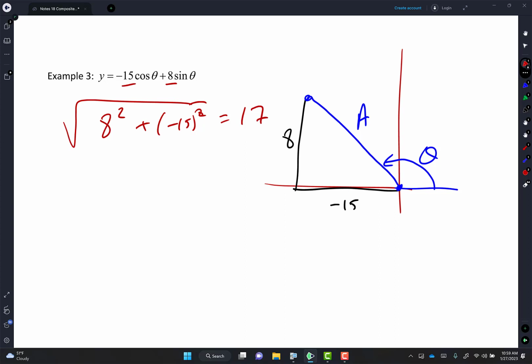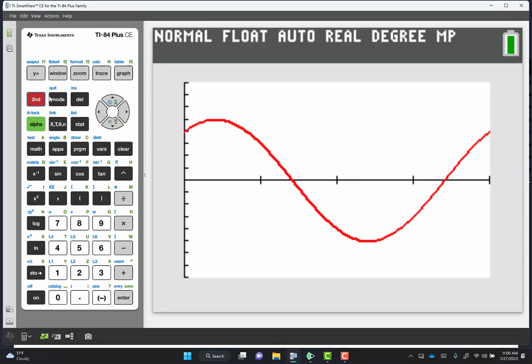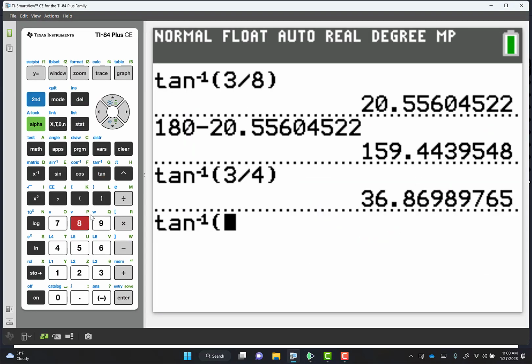So that's my amplitude. Now, how do I find my phase displacement? I'm going to do arctan, and I'm going to find my reference angle. So I'm going to find this one right here. And then, I know I'm in quadrant 2, so I'm going to subtract 180 from that reference angle. So here we go. I'm going to go arctan of 8 over 15. You can put the negative if you want, but you're going to get a negative answer. I guess you could always take that answer and add 180, but I'm going to do the reference angle here. So 8 over 15, so here we go. Second, arctan of 8 over 15, enter.